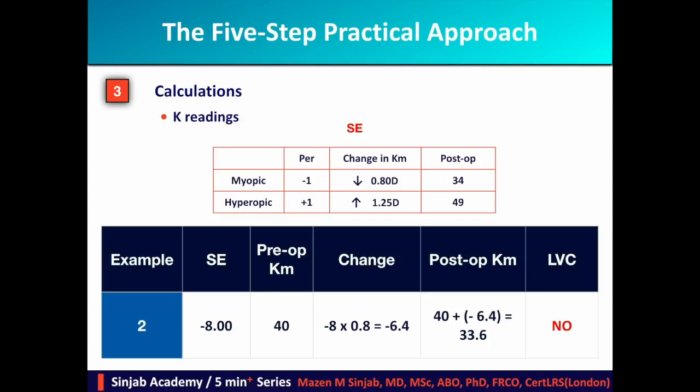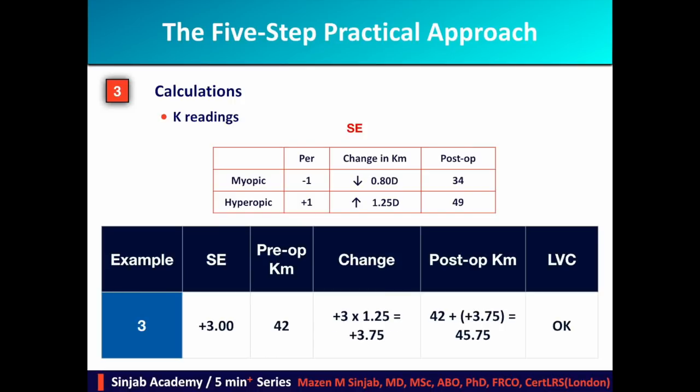This is another example. The spherical equivalent is -8. The pre-op Km is 40. The change that will be induced by correcting -8 spherical equivalent is -6.4, as you see, and therefore the post-op Km is below the accepted range, so I don't go for laser vision correction.